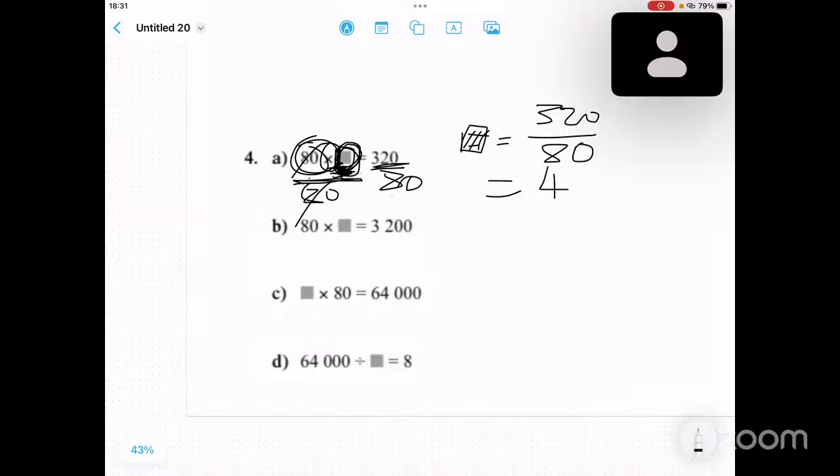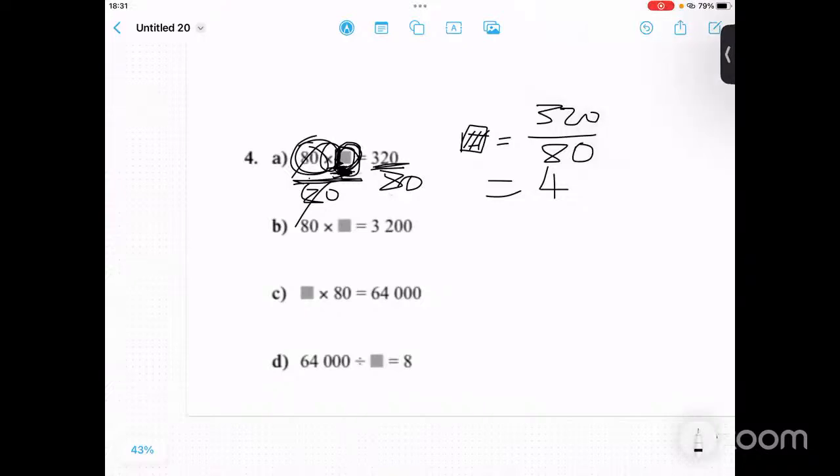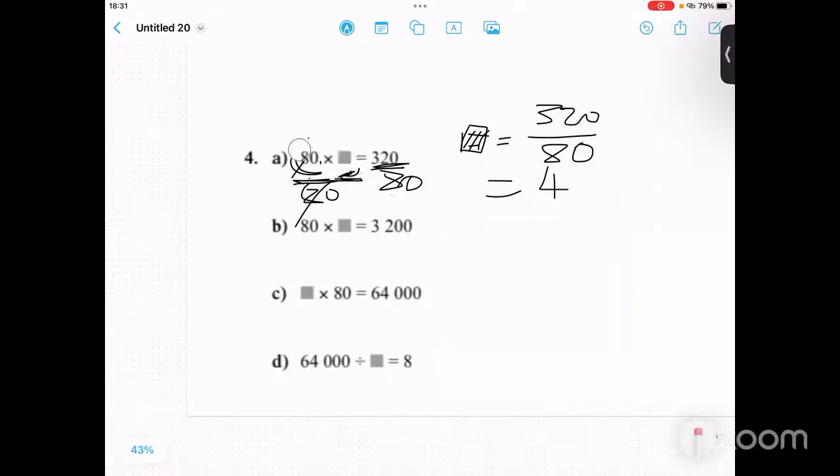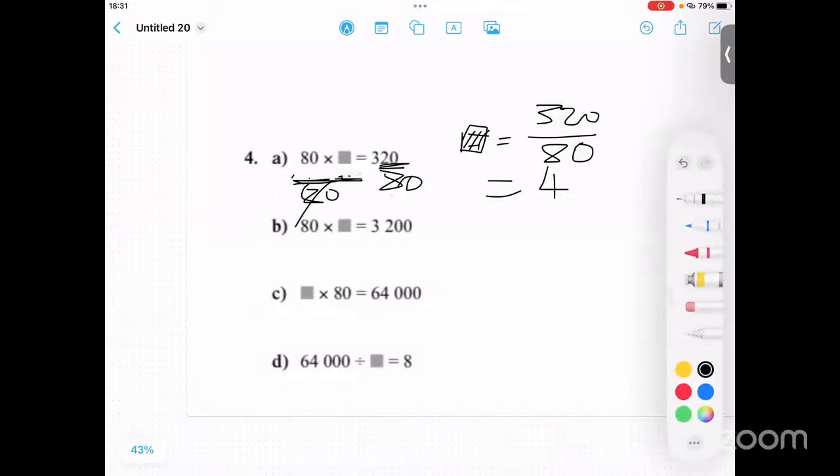And perfect. If you want to prove that your answer is correct, you're going to calculate what is 80 multiplied by 4. So 80 multiplied by 4 must give you 320. If you don't get 320, then that means somewhere, somehow, you possibly did something the way you are not supposed to, okay? And our answer here is 4. Now let's move to B.